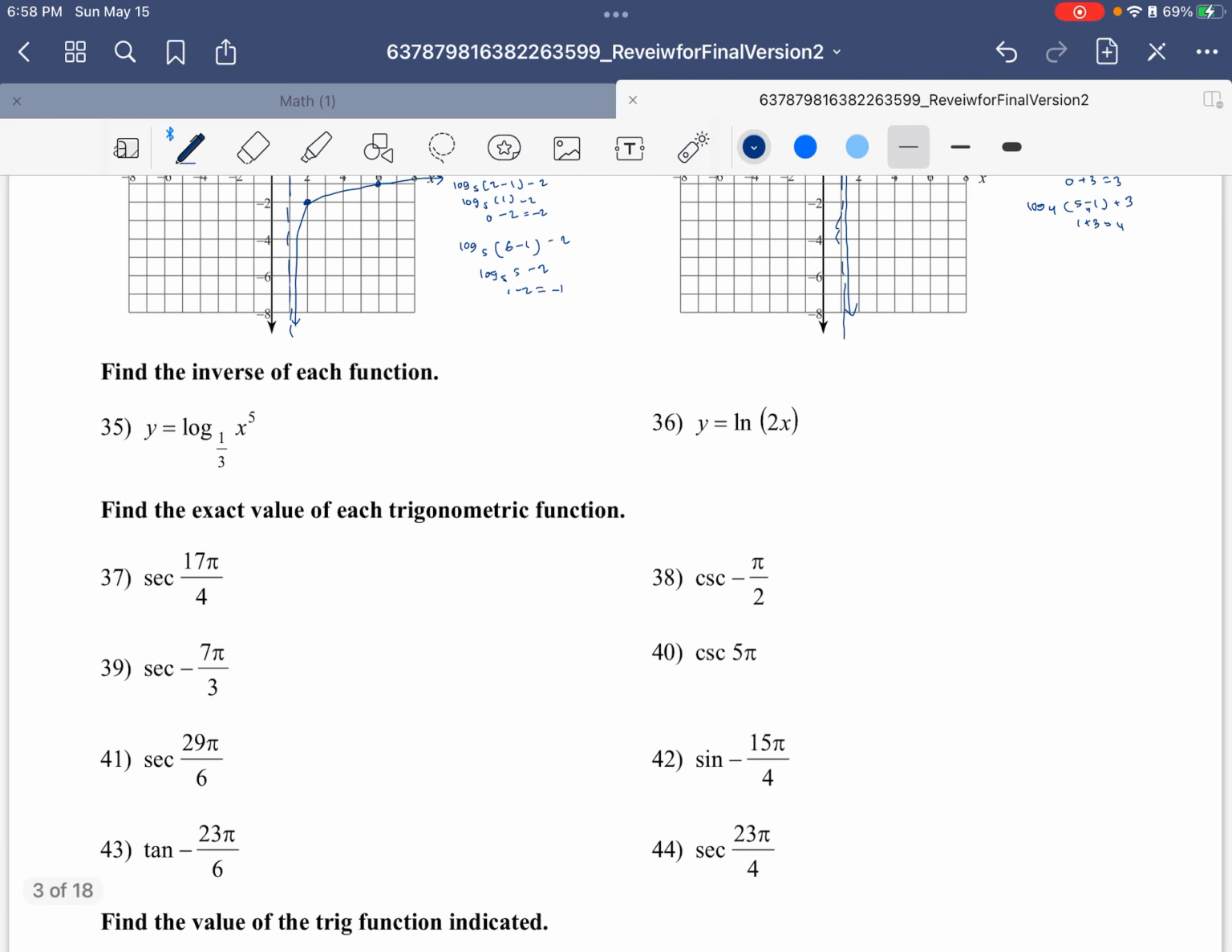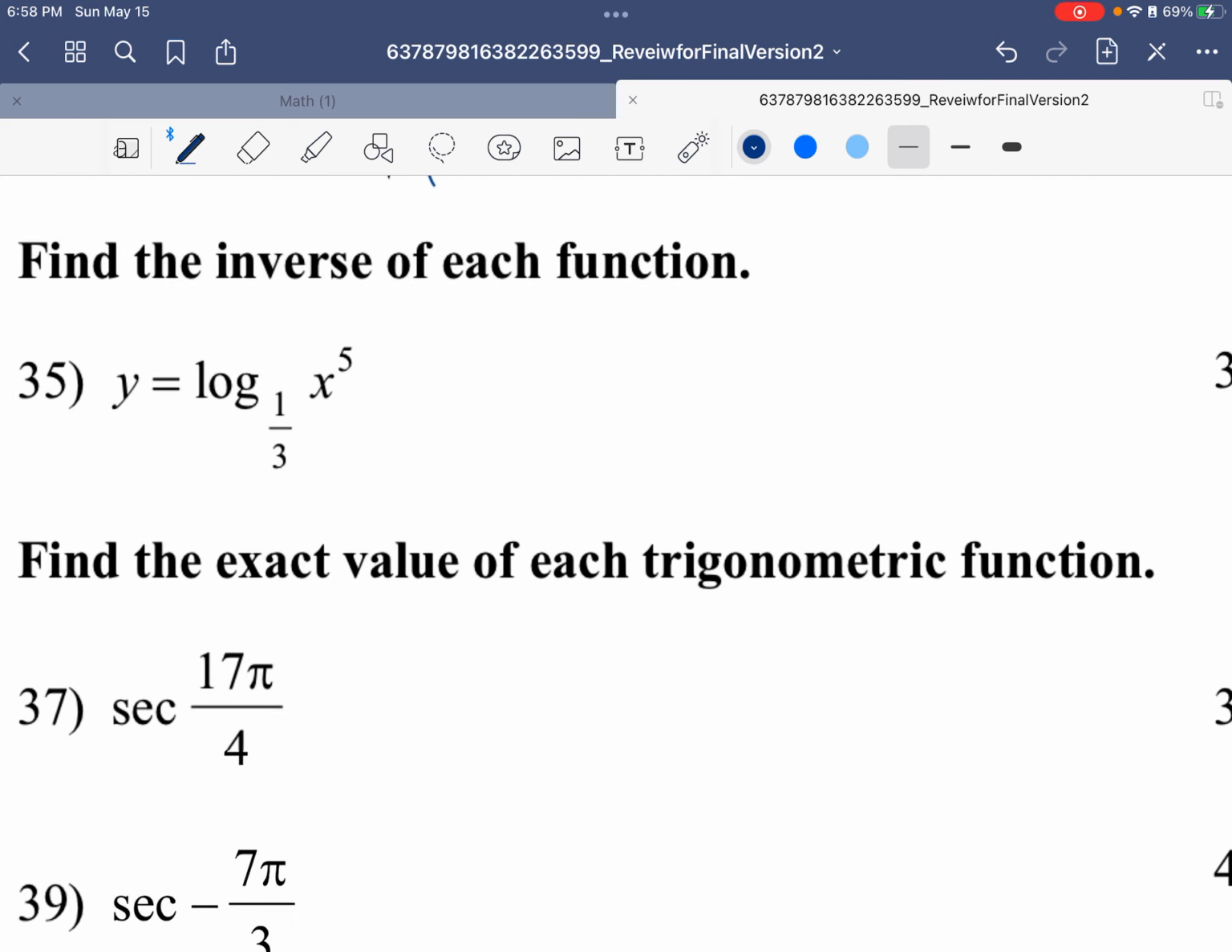Okay, last thing before part 3 ends, we have finding inverses. So how we do this is, first thing I do is I switch x and y, so y becomes x, and x becomes y, and then now we're basically going to solve for y.